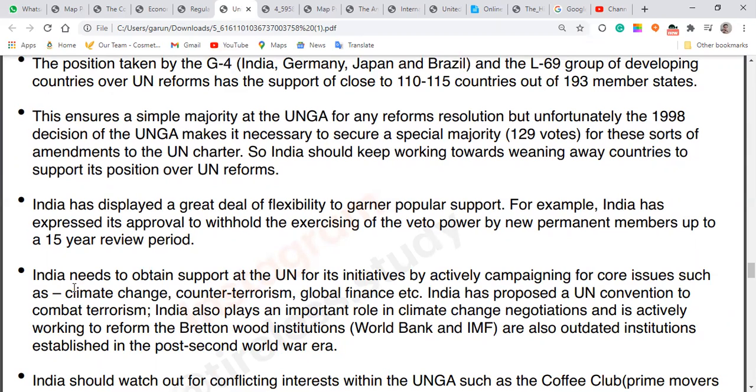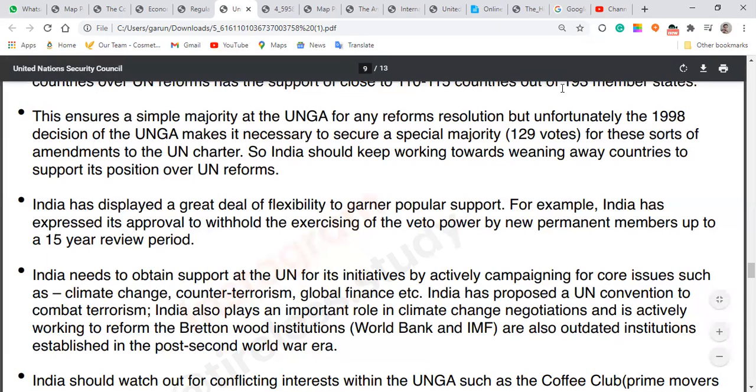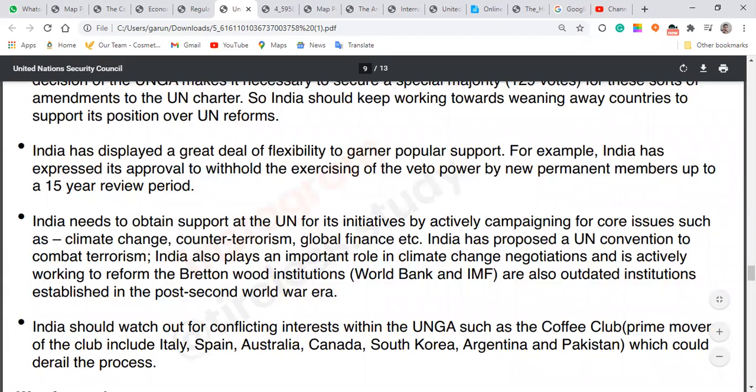We need to do a lot of things. We are working on climate change. We are working on counter-terrorism. We are working for global finance and all sorts of issues at our best. Still, we are not getting more than 110 countries' support. Okay, so still approximately 83 countries are opposing us.